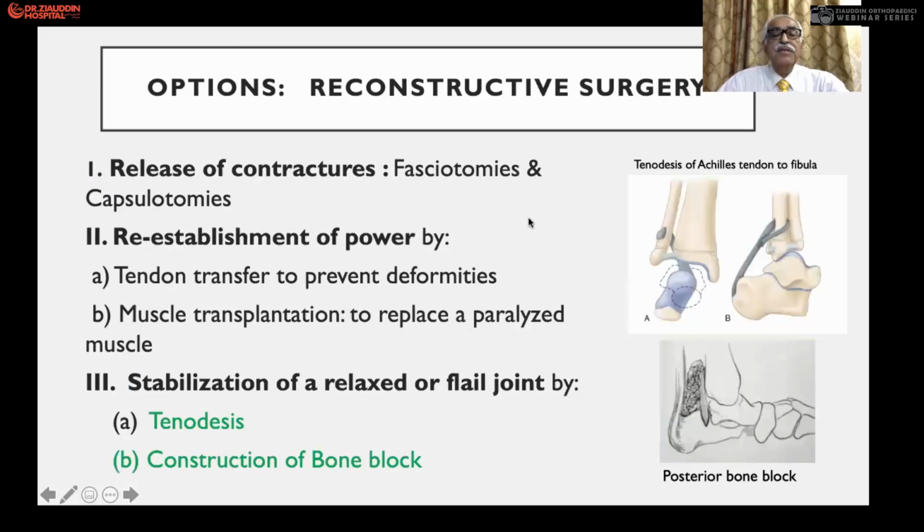We have also discussed in lecture 2 the reconstructive surgery principles, which may be, in the early stage, fasciotomy and capsulotomies, then re-establishment of power with tendon transfers to prevent deformities, and muscle transposition to replace muscle power. If the joints are flail, weak and subluxated, we can do tenodesis, and construction of a bone block in foot drop.